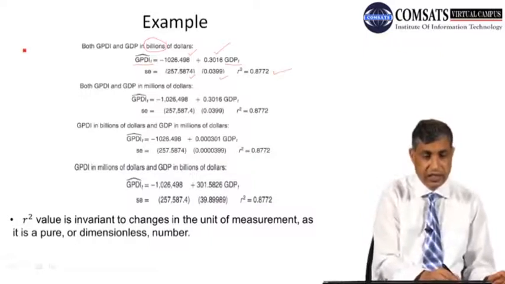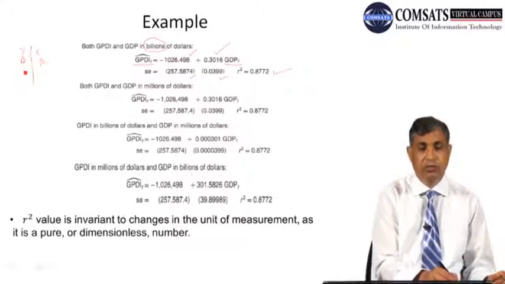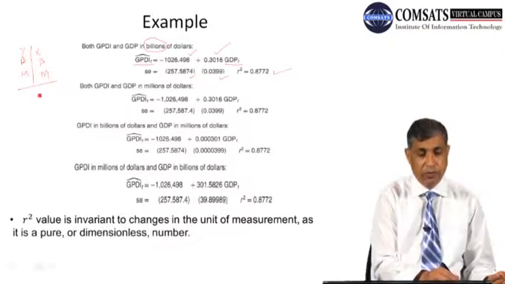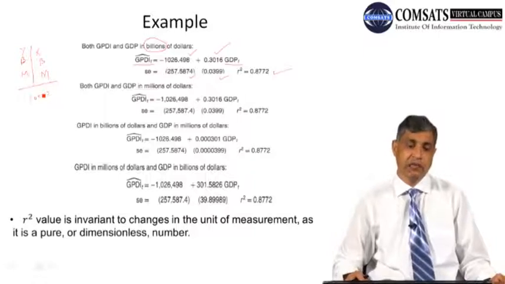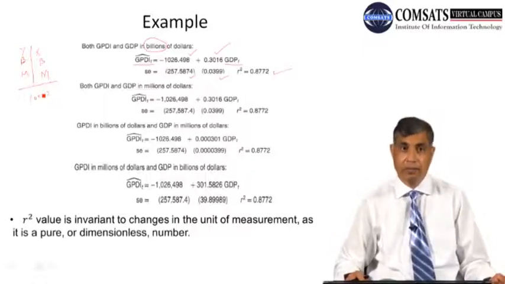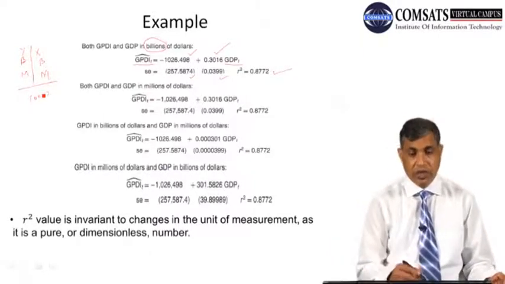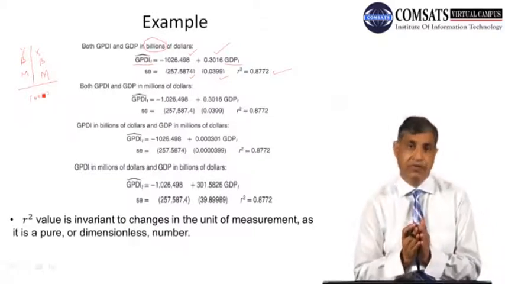Look at this, we multiply both x and y values. Here is y, and this is x. First both were in billion. Now we want to make them million, so we will multiply both these terms by 1,000. When we multiply a billion by 1,000, it becomes a million. So we multiplied each and every value.